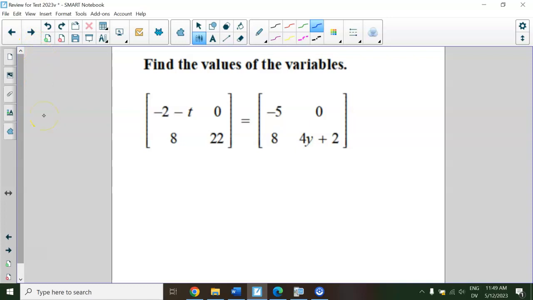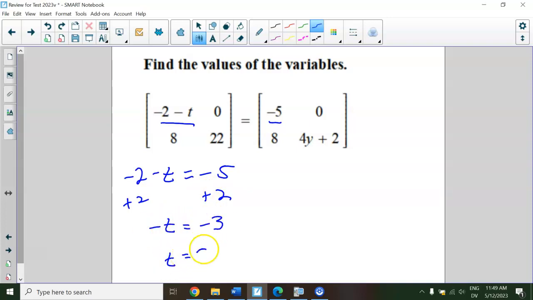Okay, and I do want to hit a review one here. This is a matrix one. Again, pause the video and see if you can make some sense of this. In order for these matrices to match, all the corresponding entries would have to match, which means the upper lefts would have to match. So that expression would have to equal -5, and then you can just solve it with algebra. Add 2, so negative t equals -3, and then divide by -1, so t is 3.